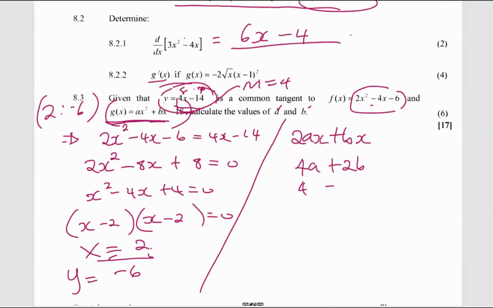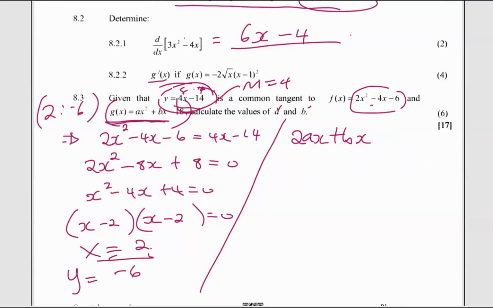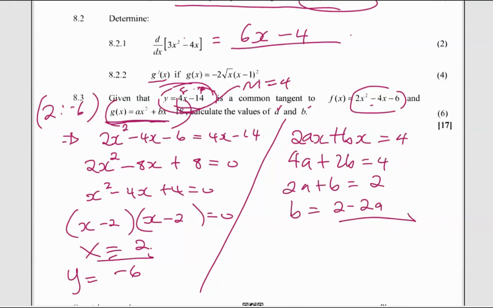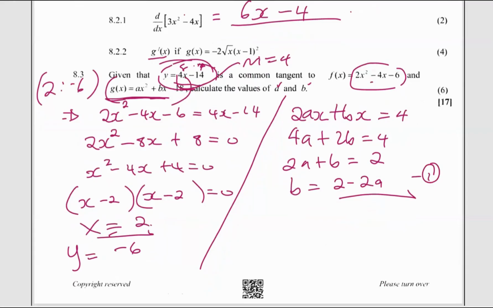Let's just repeat the entire thing. So it's saying 2ax plus bx must give us a 4. When x is 2, then we're going to have 4a plus 2b gives us a 4. Divided through by 2, 2a plus b gives us a 2, meaning that b is going to be 2 minus 2a. Okay, so if that is true, I can have this as my first equation, and then I'll substitute 2 into here, and then I'll replace y with negative 6.